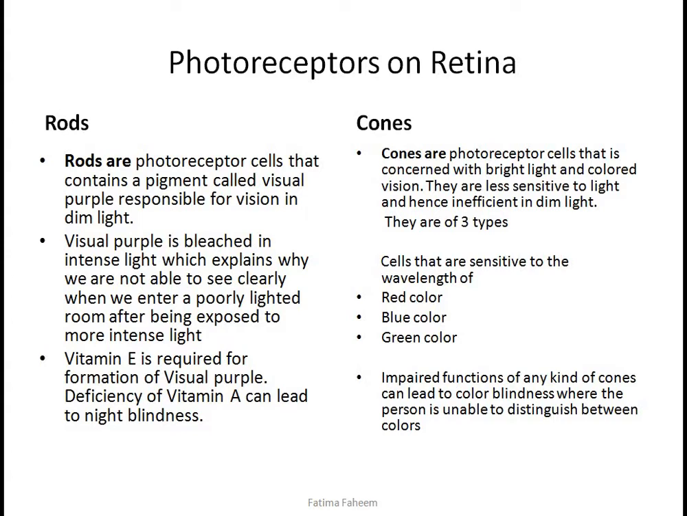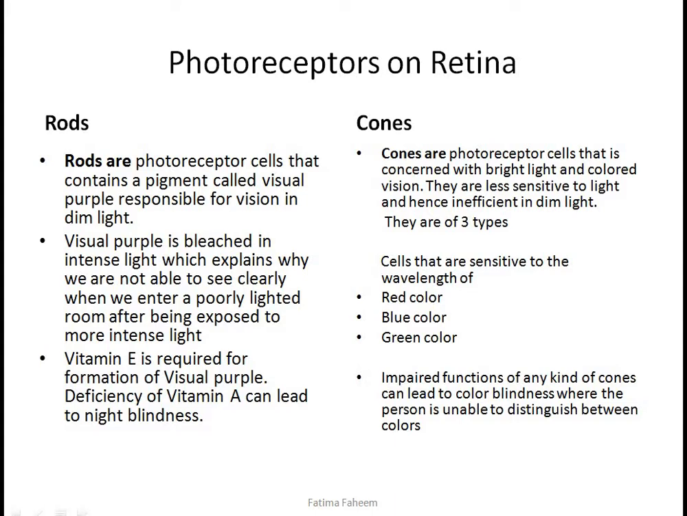You would have observed this common day phenomenon that whenever you enter your house or any area which has dim light, and you are coming from sunlight, you won't be able to see clearly for a certain period of time. You won't be able to judge the shape or place of things for some time. It is because when you were in intense light, this visual purple was bleached.